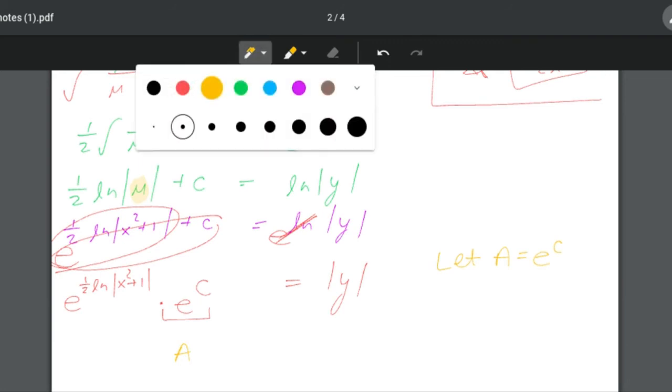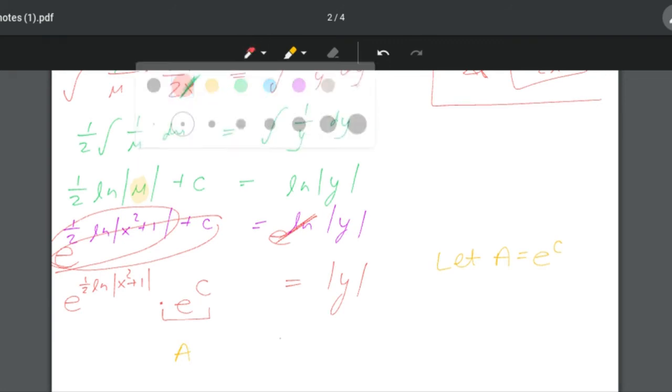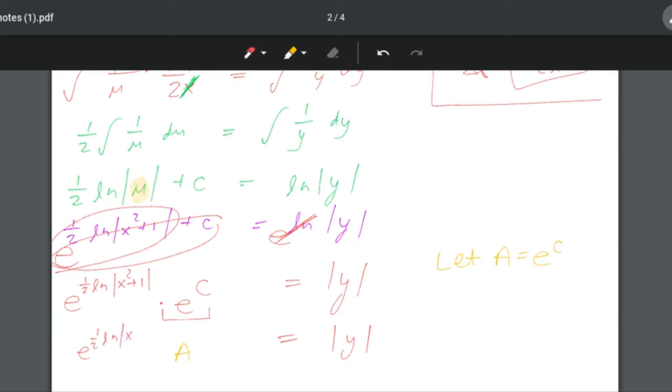All right, and then the rest is going to stay the same. We still have absolute values of y. Over here we have e to the 1/2 ln absolute value of x squared plus 1 times a. So next up, keep the end goal in mind. The end goal is to solve for y. Right now we've got to get rid of our absolute values.